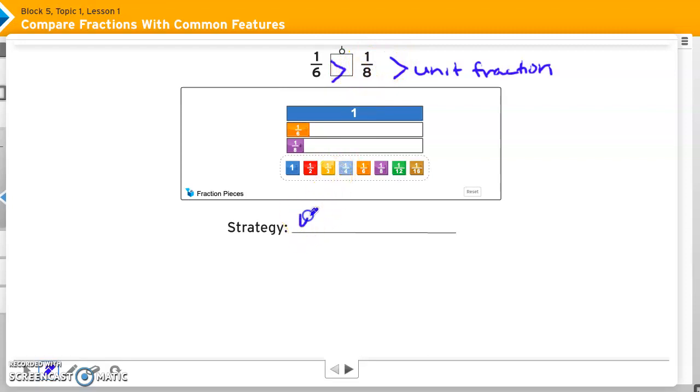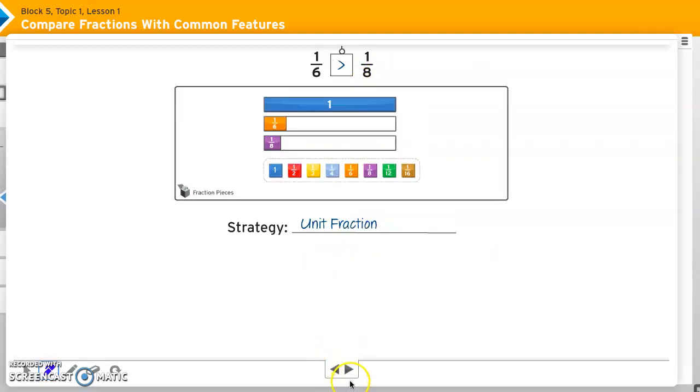This strategy is known as the unit fraction strategy. And when you use this strategy, you're simply looking at the denominators. It uses the denominators. The more pieces, the smaller they have to be. Okay, this is the unit fraction strategy.